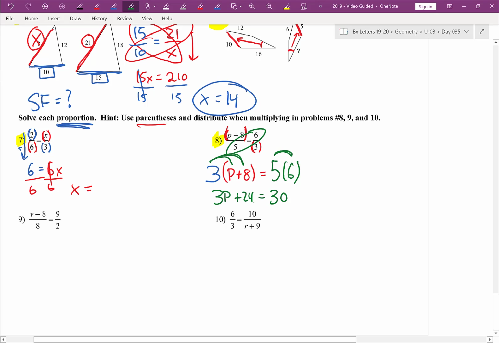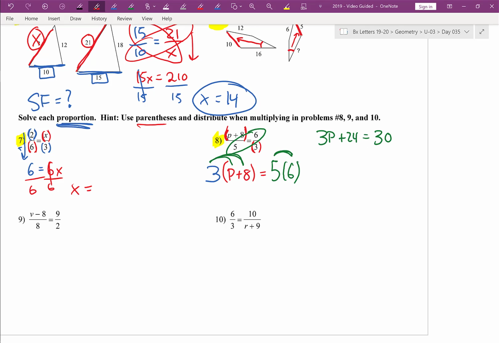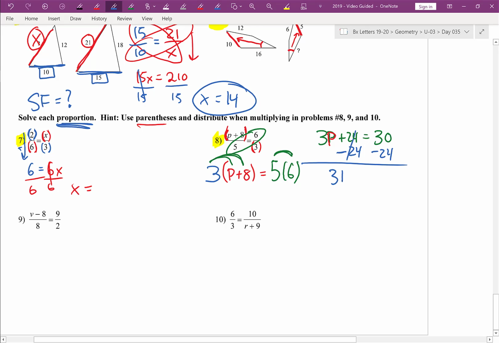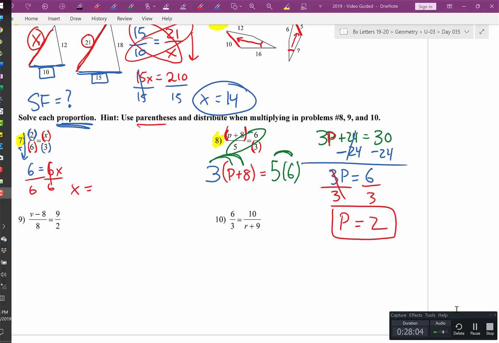And now we have something slightly more complicated to solve. Now we gotta say, what am I solving for? Well, I'm solving for p. Before I can divide, I gotta get rid of this lingering constant of 24. So now I'm gonna have 3p equals 6. Divide both sides by 3. P clearly equals 2.